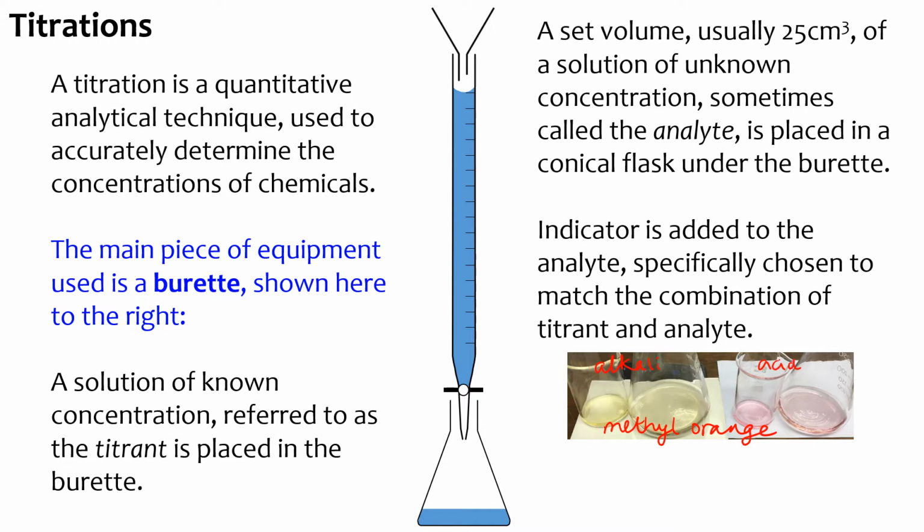So I'm going to put some indicator into my analyte in the conical flask, and we can see here it's gone a pink colour. So if we look at the two colours of methyl orange, you should be able to work out that we've got an acid in this conical flask. Now as we perform the titration, that will change colour.